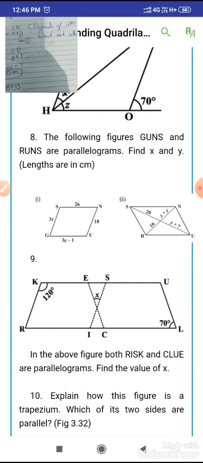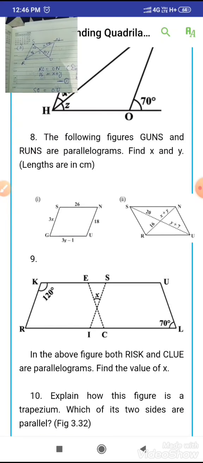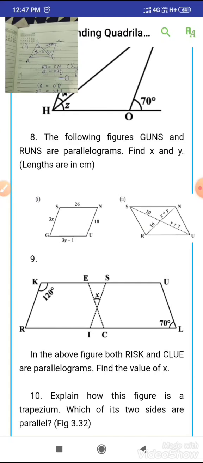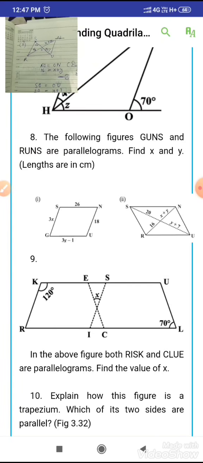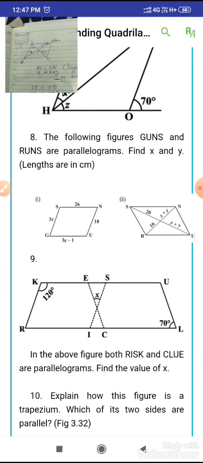Move to the second part of this question. RUNS is also a parallelogram. Its diagonals bisect each other at the point O. We have to find the value of x and y here. We are using the diagonal bisect property here, as we all know that the diagonals of a parallelogram bisect each other.